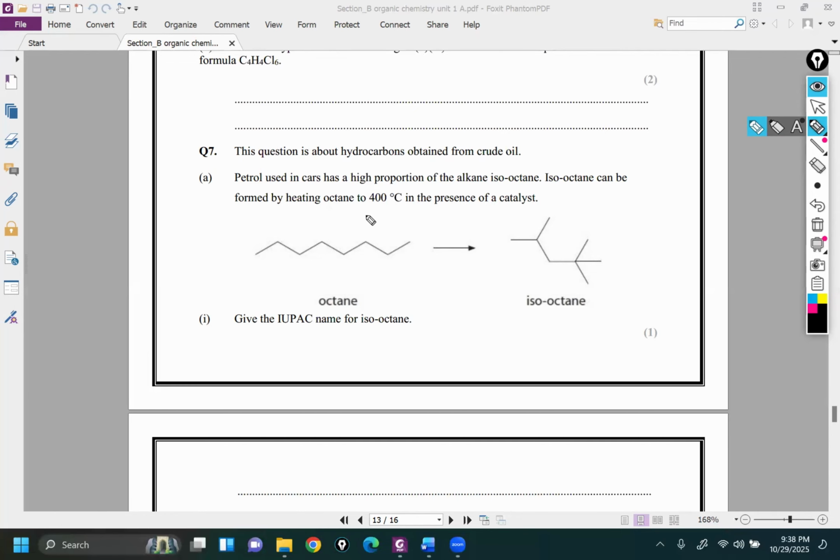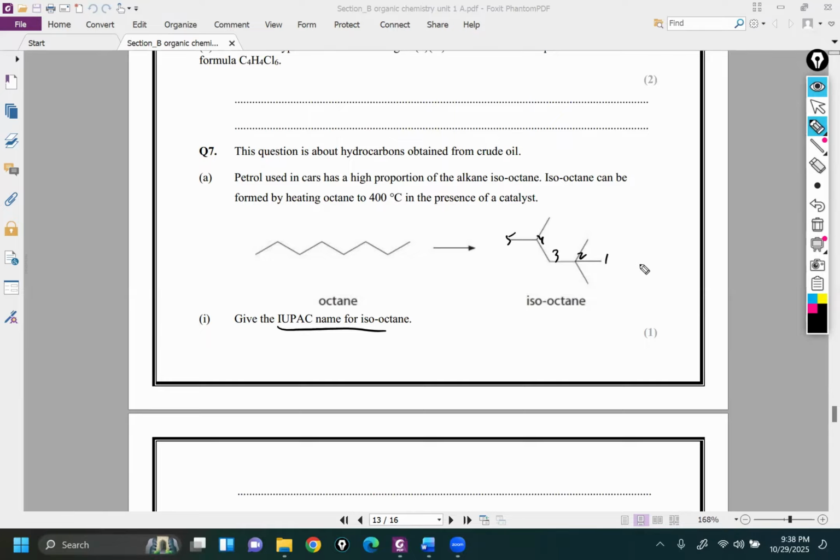Now they are asking, this is the octane straight chain and this is isooctane. Isooctane is its common name. Its IUPAC system name is not this one, and they're asking for the IUPAC name of the isooctane. So see here, you will number the chain. First of all, you have to select the chain: 1, 2, 3, 4. And you can go up, you can go here, no problem. So the longest carbon chain has 5 carbons.